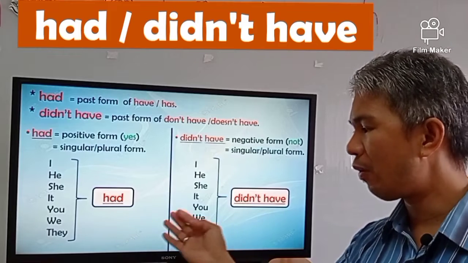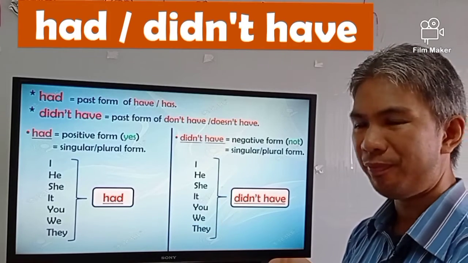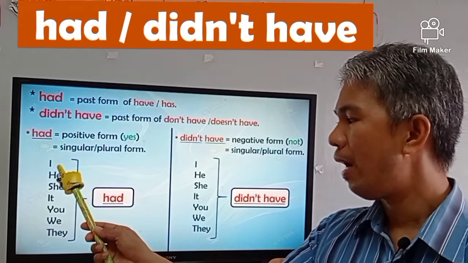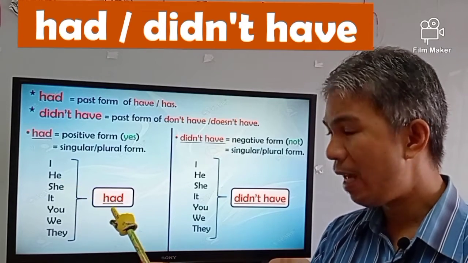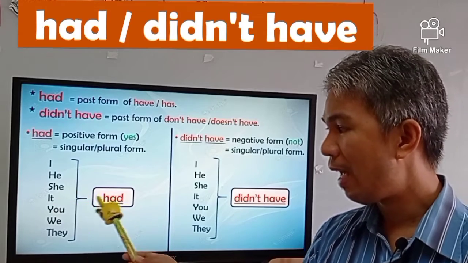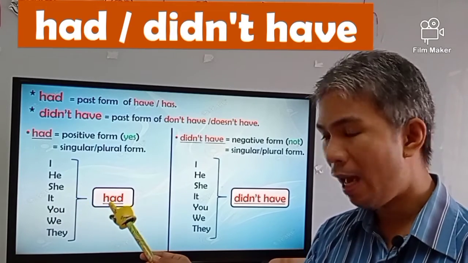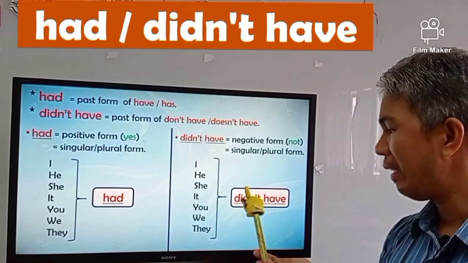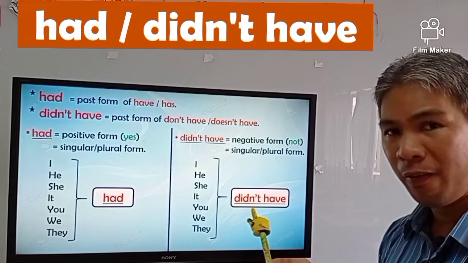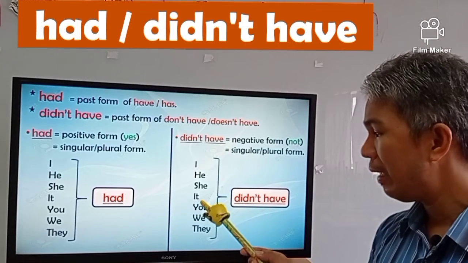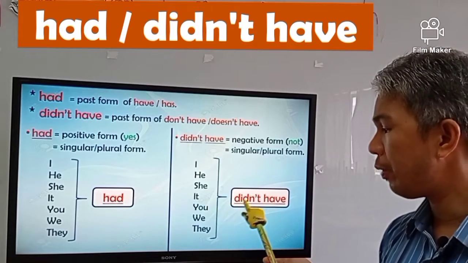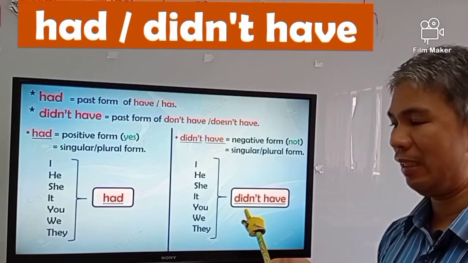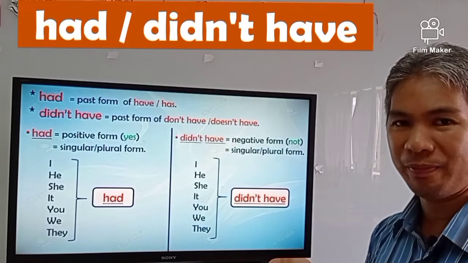Please take a look at these structures. Are you ready? Good. So, I had, he had, she had, it had, you had, we had, they had. Then didn't have. I didn't have, he didn't have, she didn't have, it didn't have, you didn't have, we didn't have, and they didn't have. Did you get it?